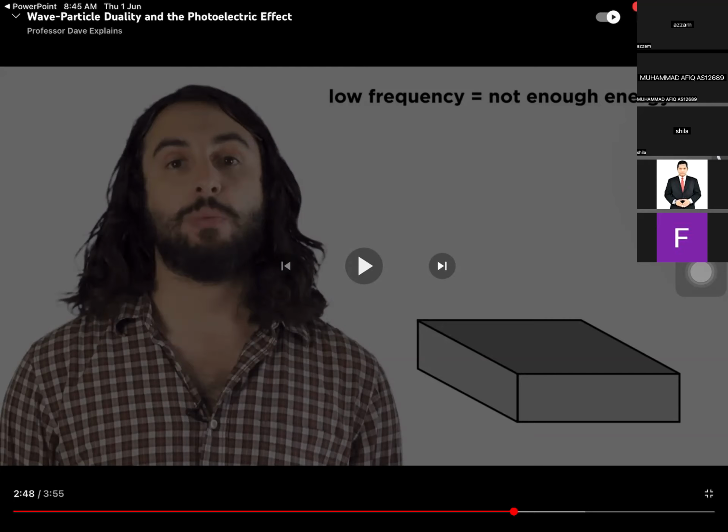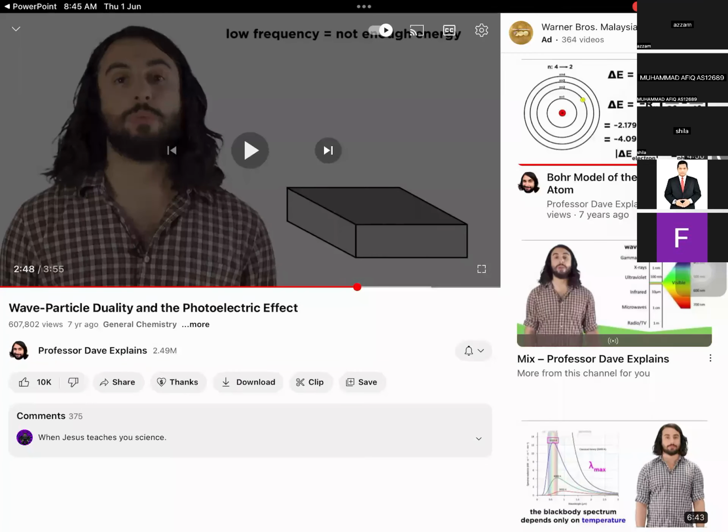If you have higher than 30 kilojoules as well, you can of course eject the electron, but that is not important, because the most important thing is the minimum energy. And the minimum energy required depends on the type of metal. For example, if you are using copper, it requires a different energy. If you're using magnesium or gold, it requires a different energy. So this is the photoelectric effect.